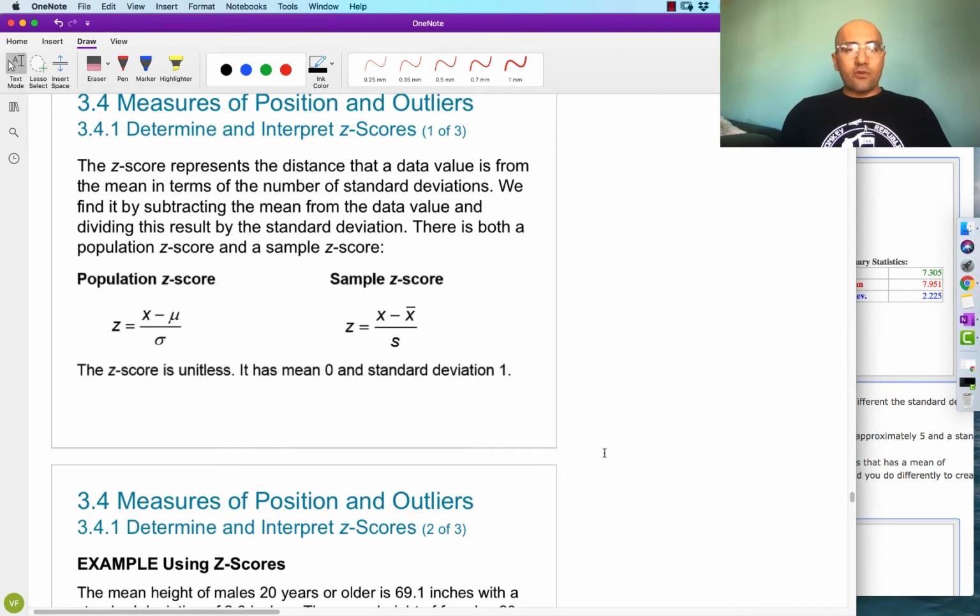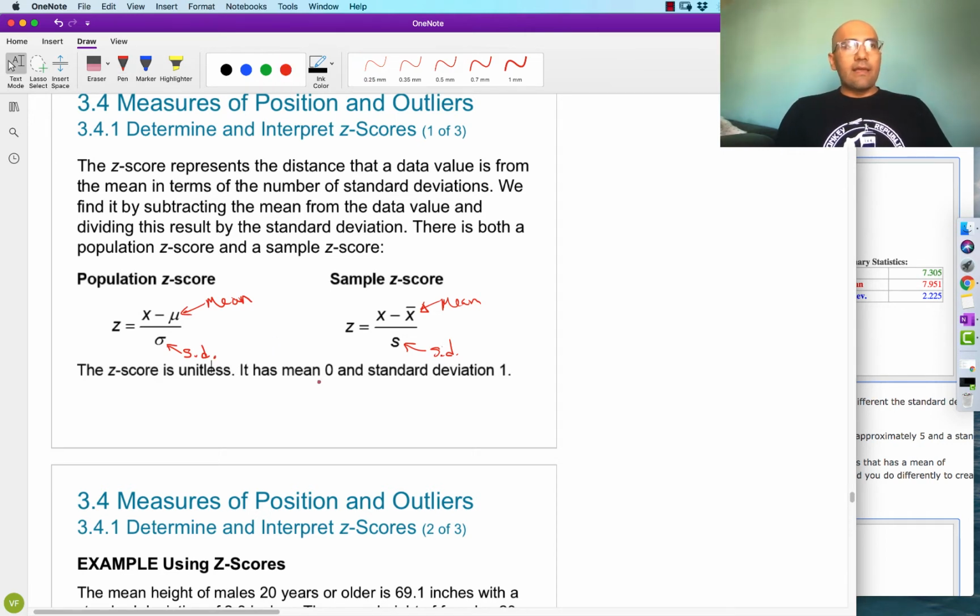There is both a population z-score and a sample z-score. The only difference between the two formulas is that if we're dealing with a population, then mu is the mean of the population and sigma is the standard deviation of the population. Whereas if it's a sample, then x bar is the mean of our sample, and s is the standard deviation of our sample. Here, if this was a population, then this is the mean, and this is the notation we use for standard deviations.